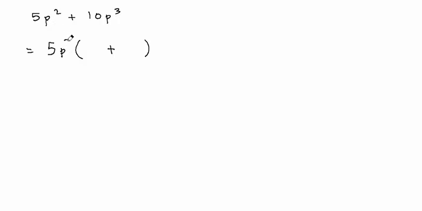You take out a 5p squared. Now if you think about this 5p squared, what needs to be multiplied with this 5p squared to get 5p squared? And the answer is 1. 5p squared times 1 is 5p squared. And what do you need to multiply 5p squared with to get 10p cubed? 5 times 2 is 10, and p squared times p is p cubed. So this is the factored form. Let's try another one.